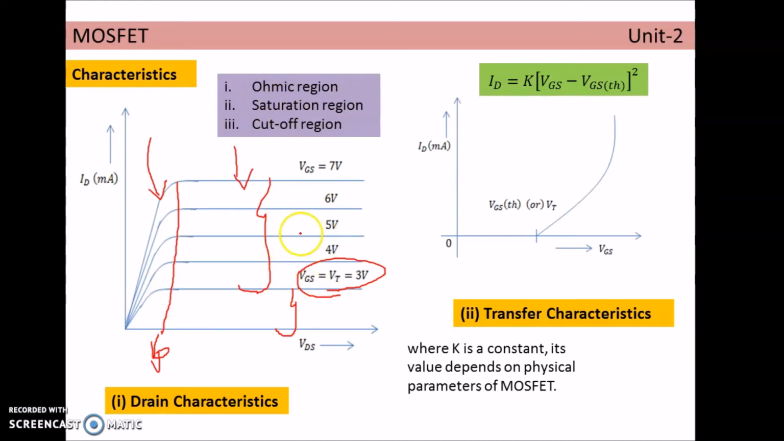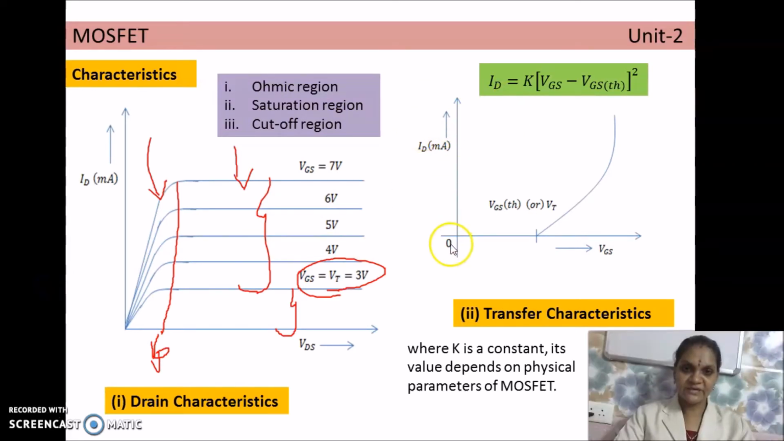So the MOSFET, similar to that of the JFET, can be operated in 3 regions: ohmic region, saturation region, and cutoff region. Got it? It is capable of operating only in enhancement mode. If we apply a negative value of VGS, this will not work. The next characteristics is the transfer characteristics.